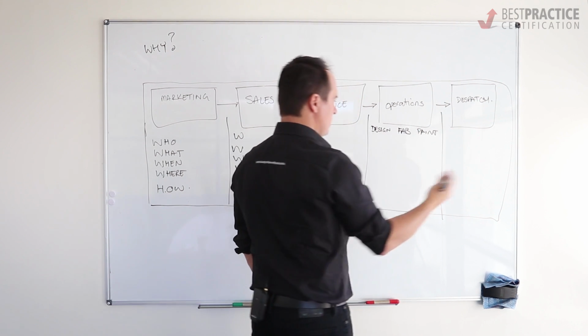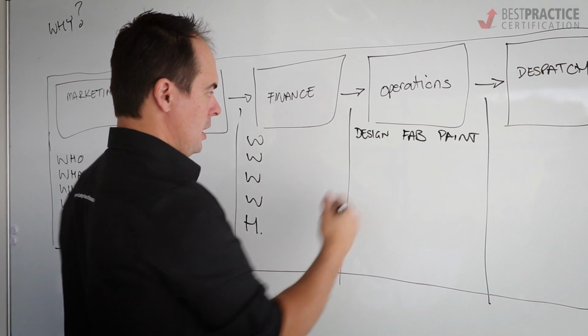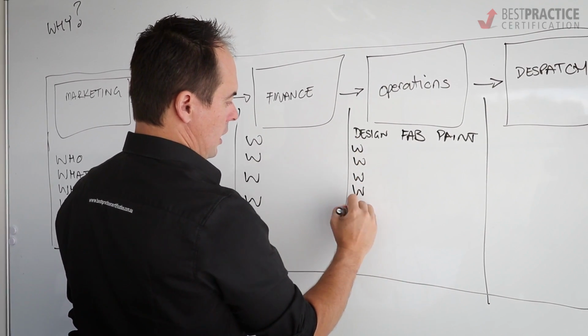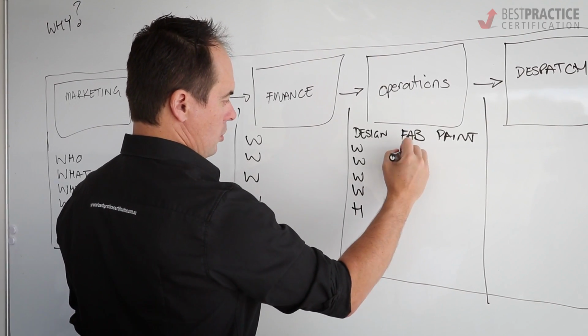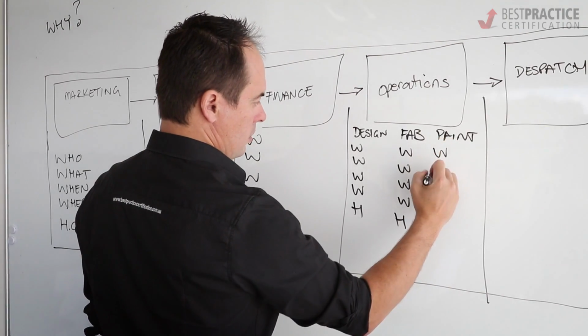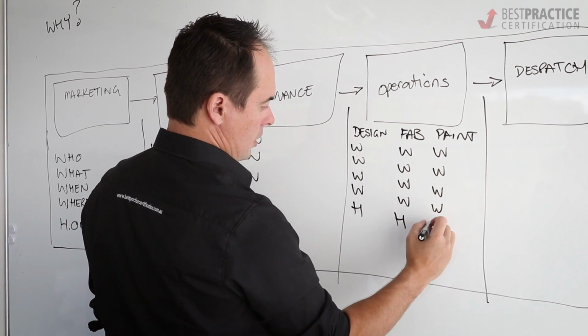So they design stuff and they fabricate it and then they paint it. And again, we need to look at who, what, when, where, and how, and do the responsibilities matrix. Who, what, when, where, and how.